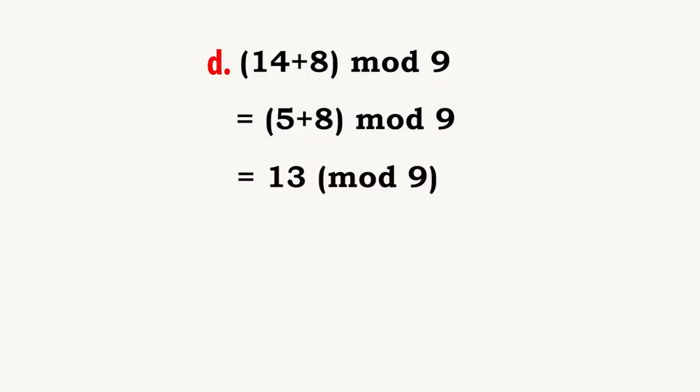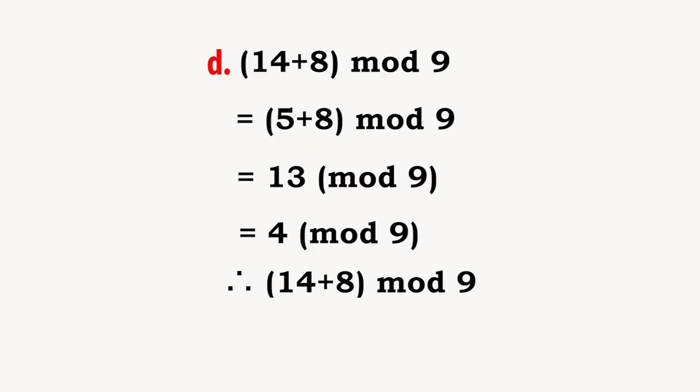Now we can reduce 13 further. So we divide again by 9 and we get 1 remainder 4. And so our final answer is 4 mod 9. And therefore 14 plus 8 mod 9 is equal to 4 mod 9.